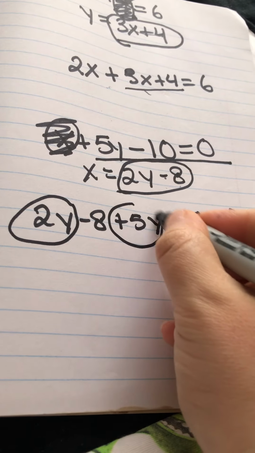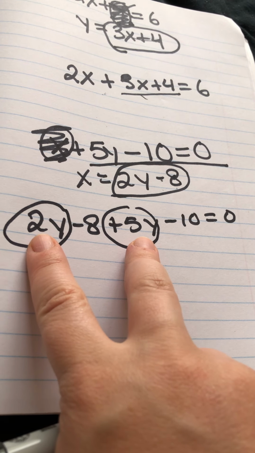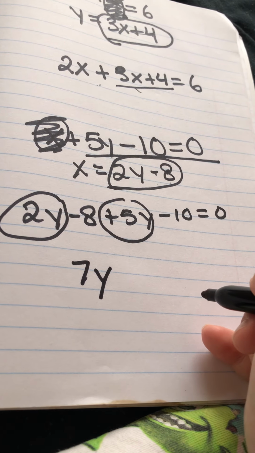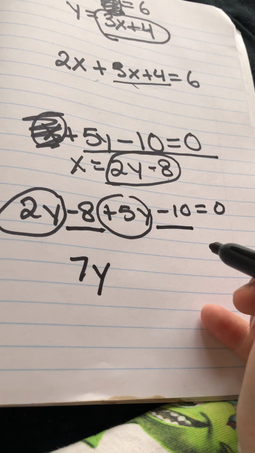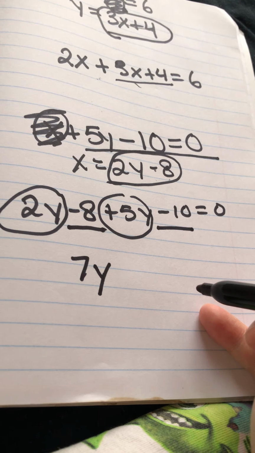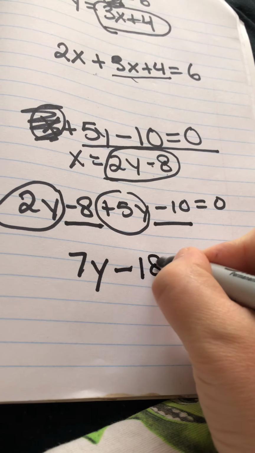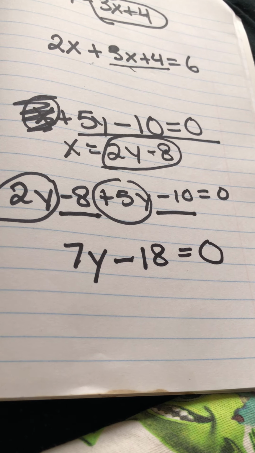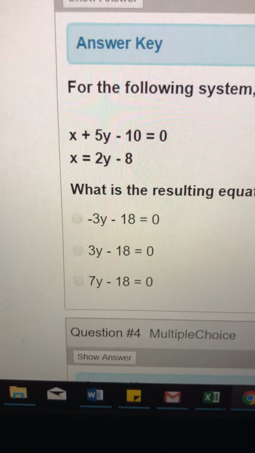2y and 5y. They both have a y, so they're considered like terms. Both positive, 2y and 5y combined are going to give us 7y. We can also combine the negative 8 and the negative 10. Those are both numbers that don't have a variable on them. That's going to give us a negative 18. So we're looking for an equation that looks like that. And you can see which multiple choice answer makes the most sense.